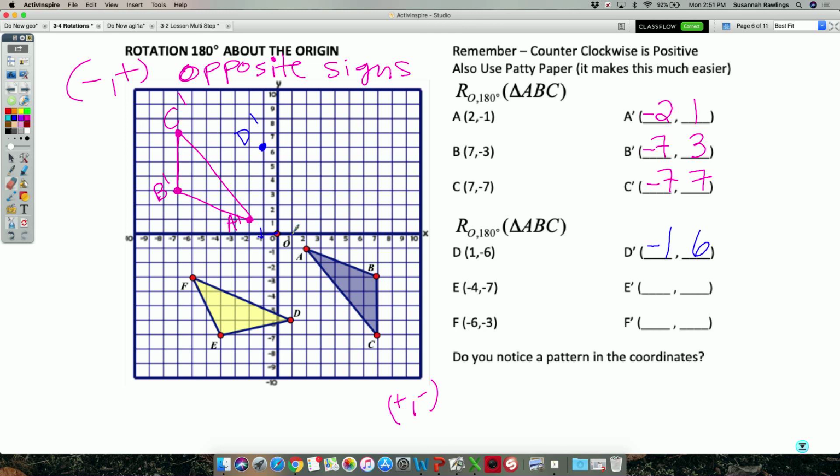Okay, if we were going to write this as a rule, how do I write that I just changed the sign? My x and y are still in the same places, right? How do I write that I'm changing the sign in a rule form? Negative x, negative y. So write down your rule, negative x, negative y at the bottom, and then that concludes our note.